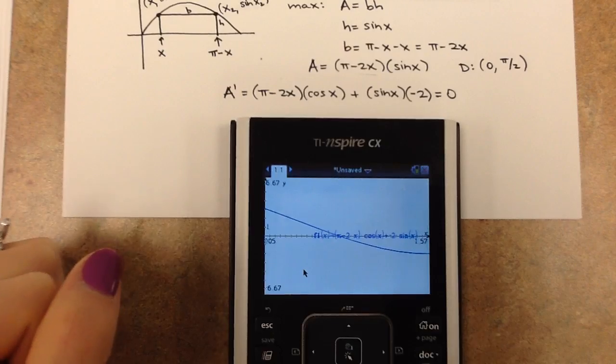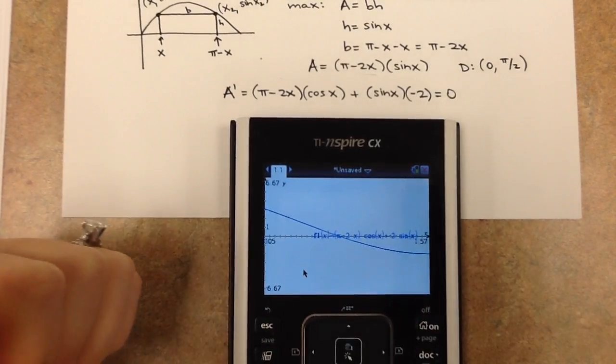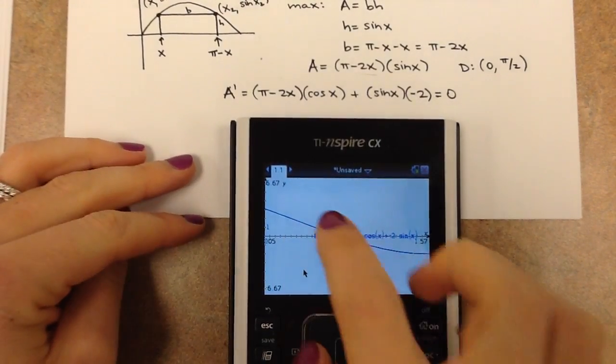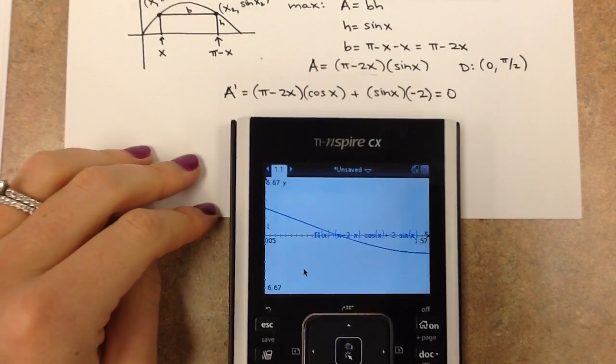Okay, so hit enter. So I look at just this one little picture right here, and there's only one zero. And this is definitely a max because if I'm looking at my derivative, it goes from positive to negative, which means my original function goes from increasing to decreasing.